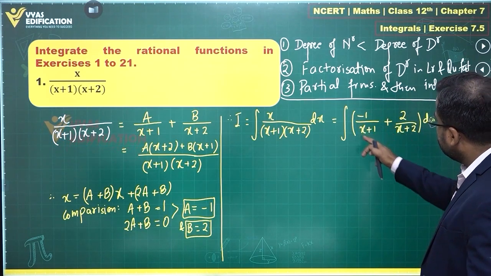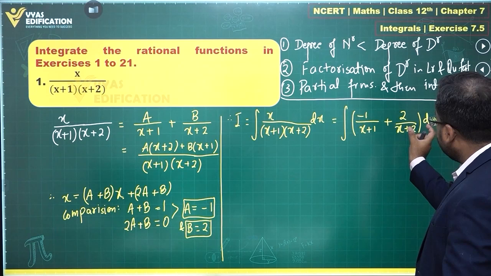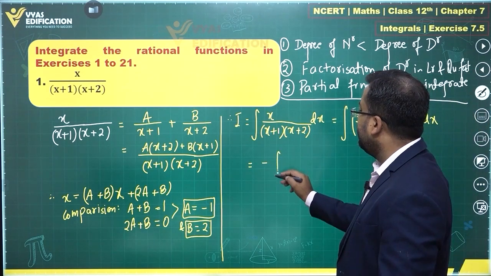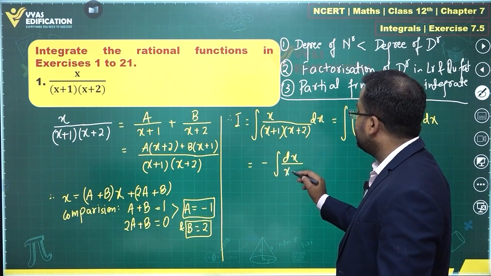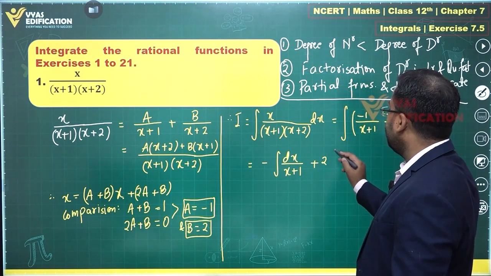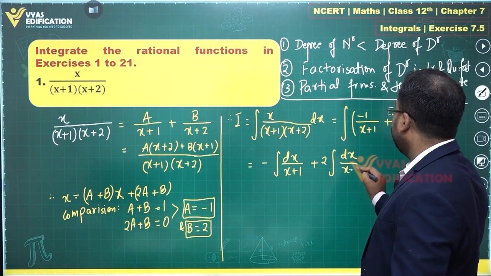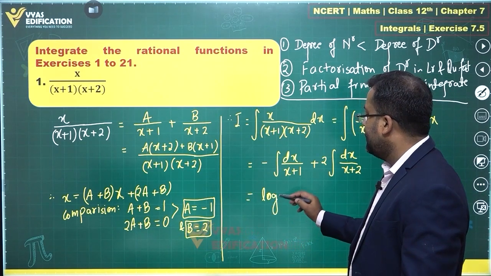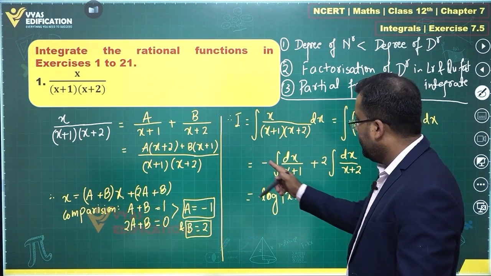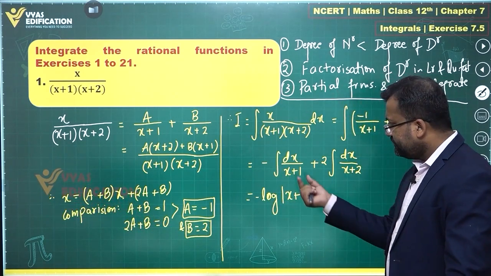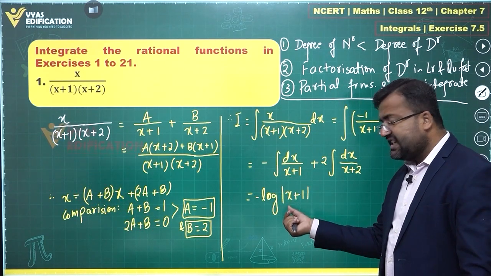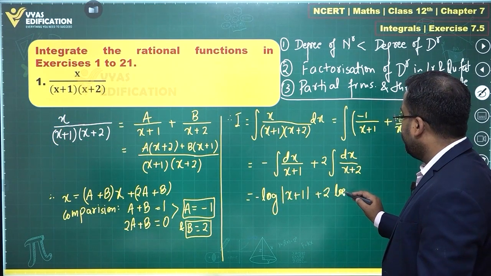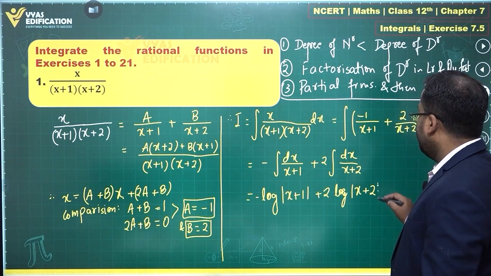Once we reach this stage, do you realize that integration of this and integration of this is very, very simple? Yes. And that's the key. So this is minus integral of dx upon x + 1 plus 2 times integral of dx upon x + 2. This is what you have. And the integral becomes minus log modulus of x + 1. For x + 1, the coefficient of x is simply 1, so that will come in the denominator. That's not important. Plus 2 times log modulus of x + 2 plus constant term.